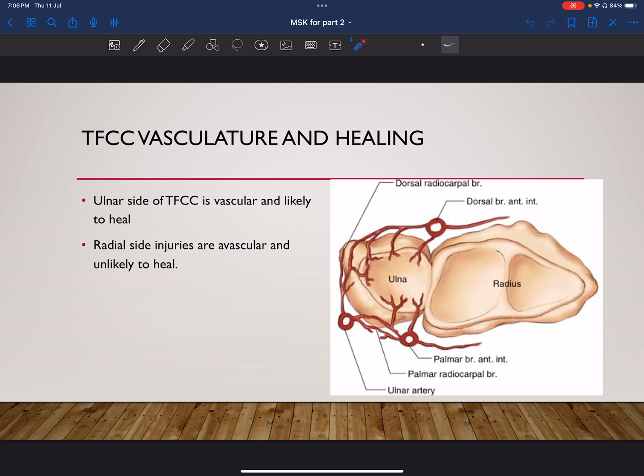Next, we move on to TFCC vasculature and healing. As we can see, the blood vessels supplying the TFCC here are more on the ulnar side and then go centrally towards the radius. So any injury that occurs on this side is going to be relatively easy to heal. So the ulnar side of TFCC is vascular and likely to heal, while radial injuries are avascular and unlikely to heal.